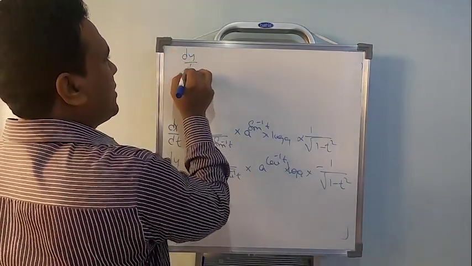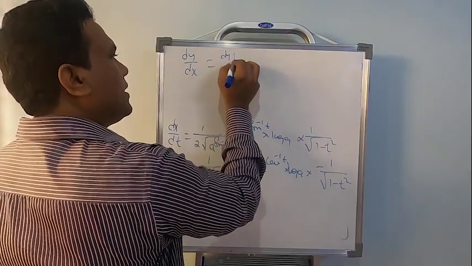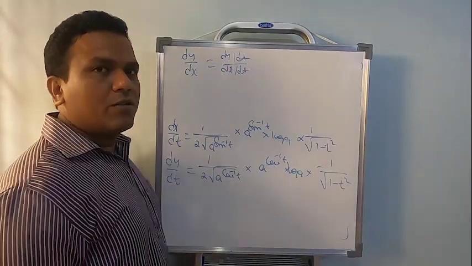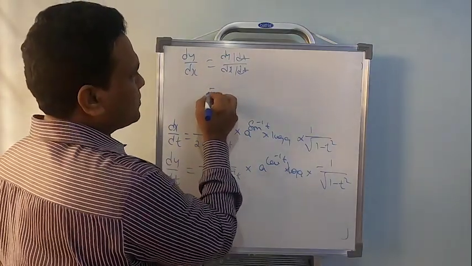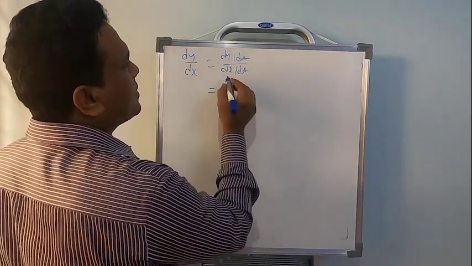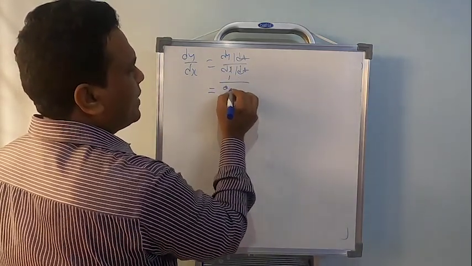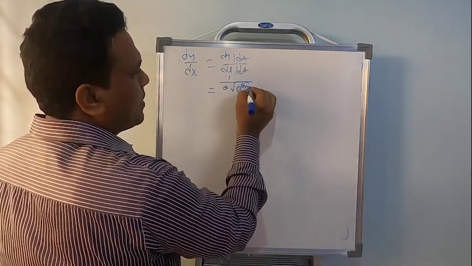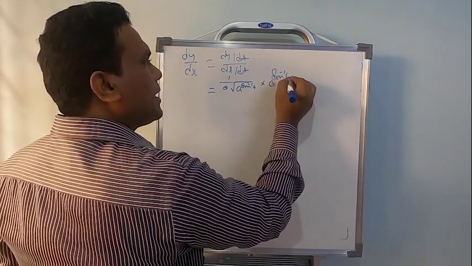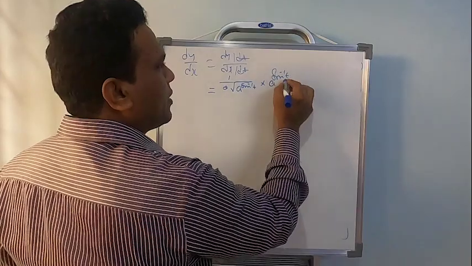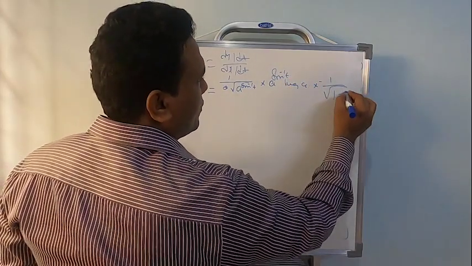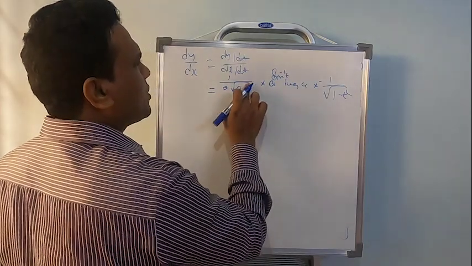So dy by dx will be equal to dy by dt by dx by dt. So we're going to substitute both of them. I need a lot of space for this, so I will erase this. So dy by dt will be 1 by 2 root of a power sin inverse t multiplied by a power sin inverse t multiplied by log a, and that is multiplied by minus 1 by root of 1 minus t square. This was cos inverse, right?